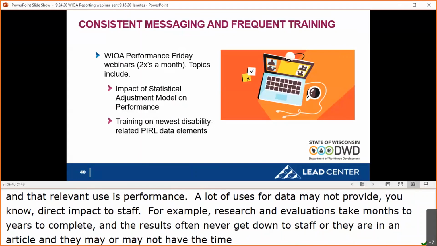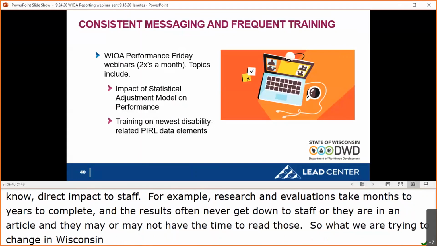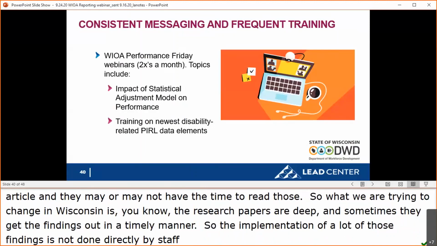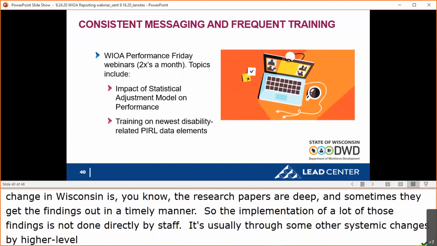So what we're trying to change in Wisconsin is that research papers are deep, and sometimes they get the findings out in a timely manner. And so the implementation of a lot of those findings is not done directly by staff. It's usually through some other systemic changes by higher level management. However, ETA's statistical adjustment model is a use of data that directly impacts staff.